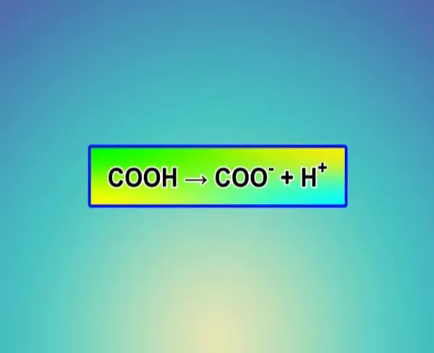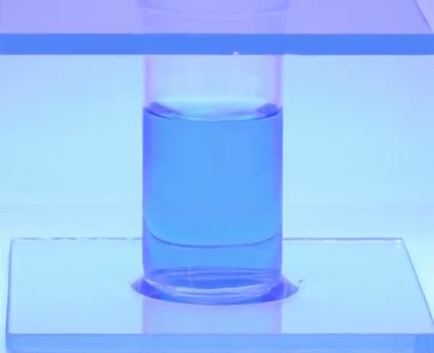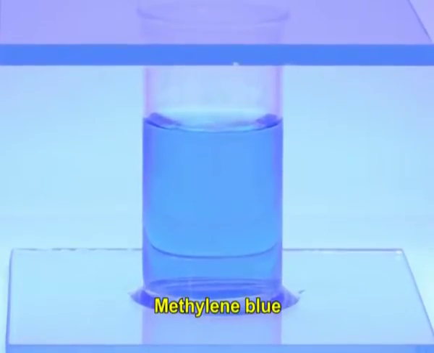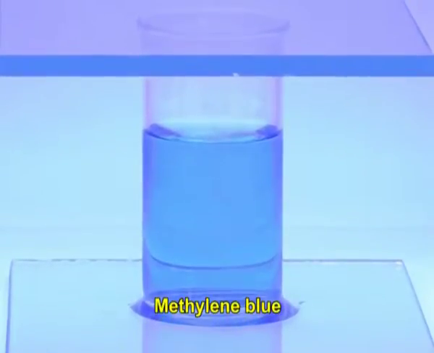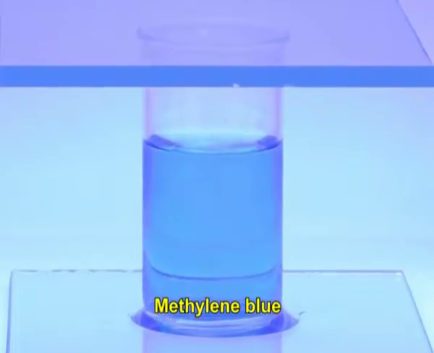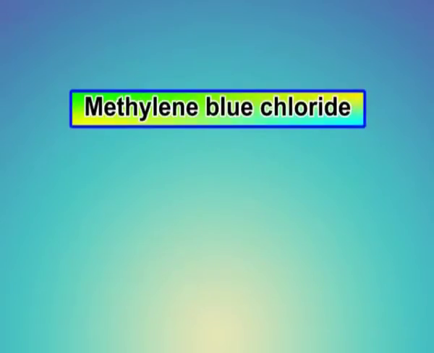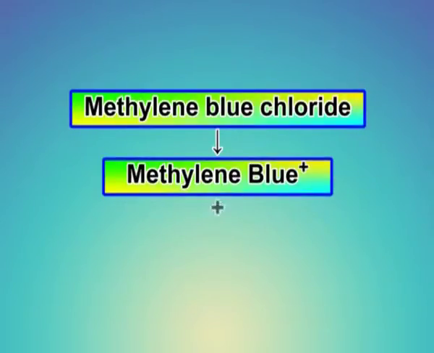As per the following equation, COOH giving COO minus plus H plus ion, and H plus is removed and the surface of the bacteria becomes negatively charged, and a positively charged dye like methylene blue attaches to the negatively charged surface and gives it a colored appearance. Methylene blue chloride giving methylene blue plus and Cl minus.